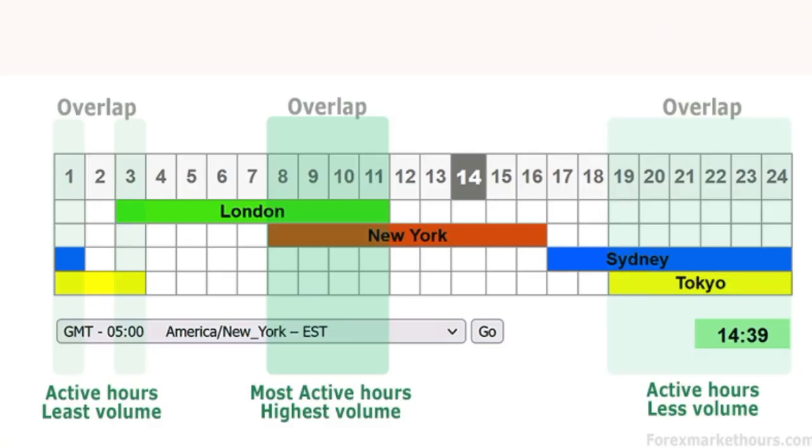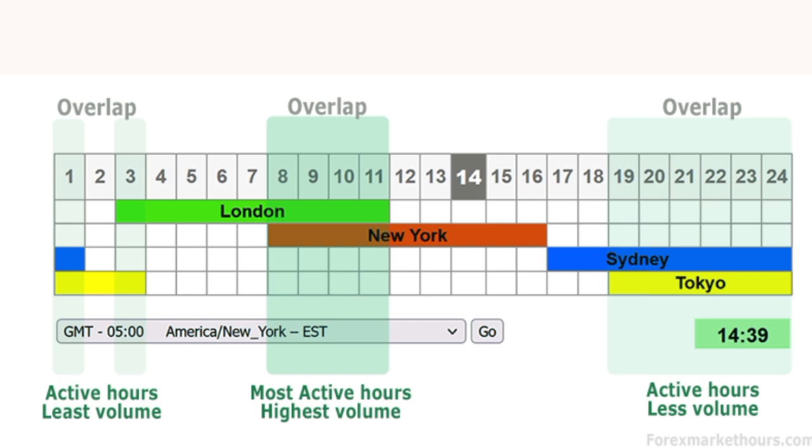So the next one is the timing you want to trade. Everything is all about time. You don't want to go into the market where there is no volume. You want to go in when the market is active. As you can see on your screen, we have active hours and less volume hours. That is not when you want to trade.